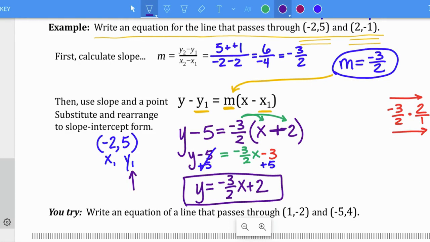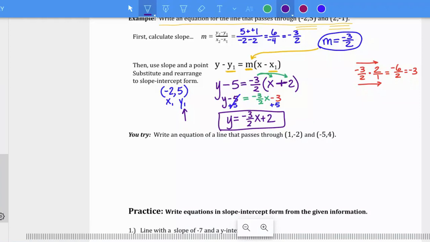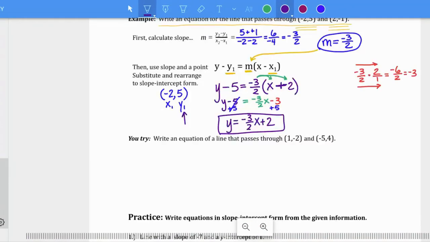I'd like you to pause the video right now and try the U-try problem that follows. Hopefully you paused and tried this one on your own. I'll go through it here for you.